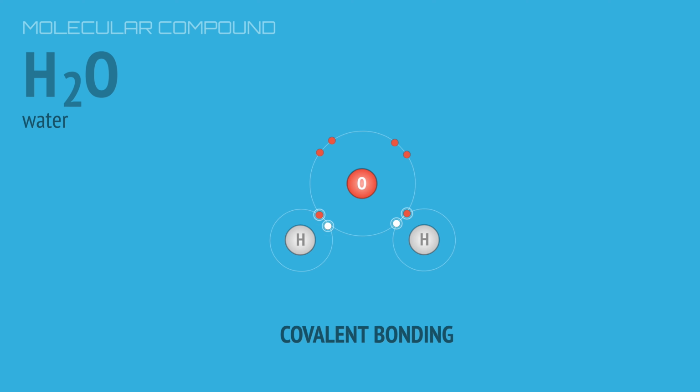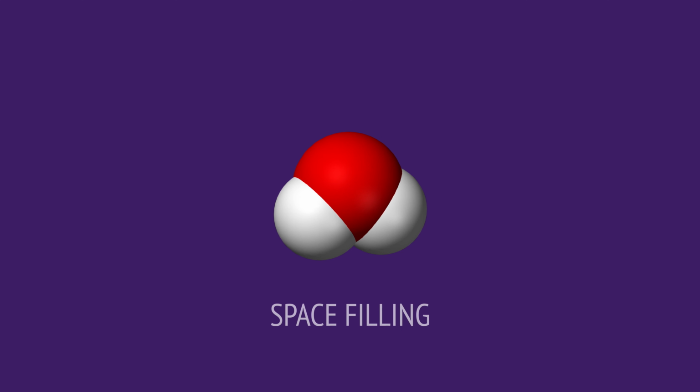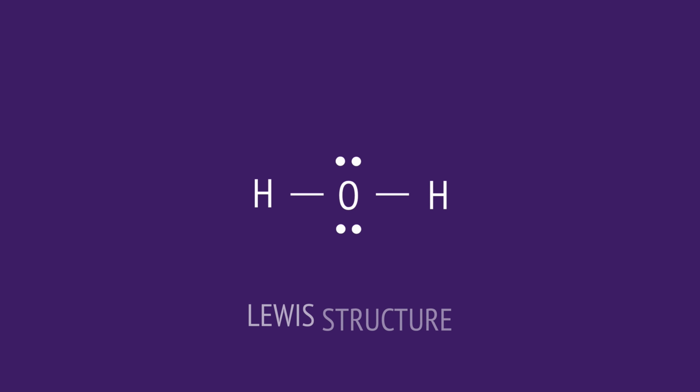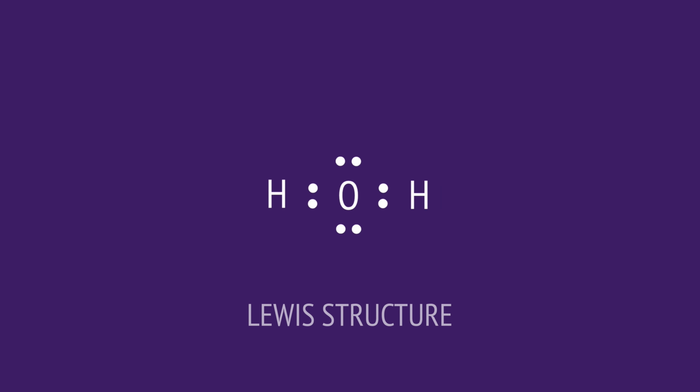And this diagram is just one of the ways that we represent molecules. The space-filling model shows the relative size of the electron clouds. The ball and stick model shows the covalent bonds as sticks between the atoms. And the Lewis dot structure shows how the outer electrons are involved in the molecule.